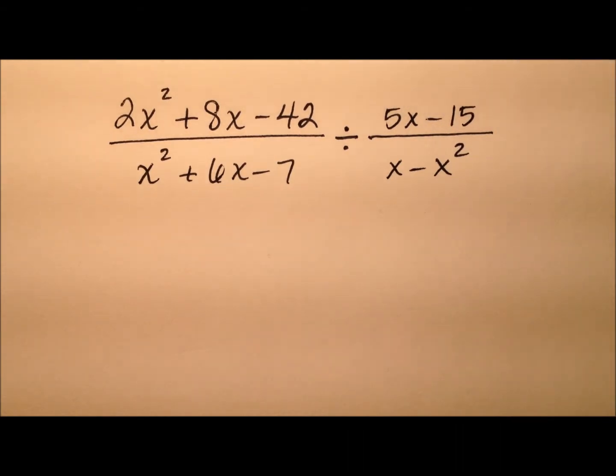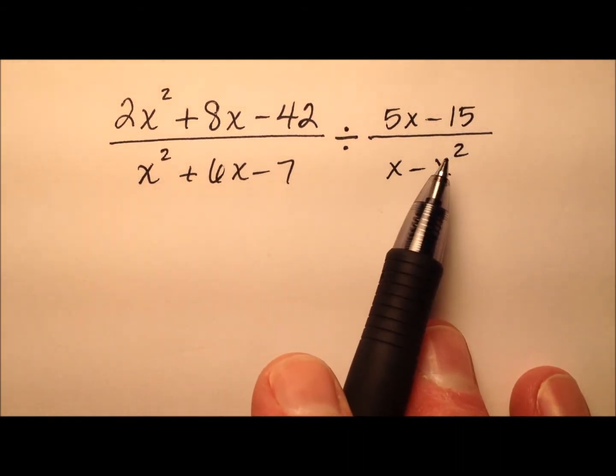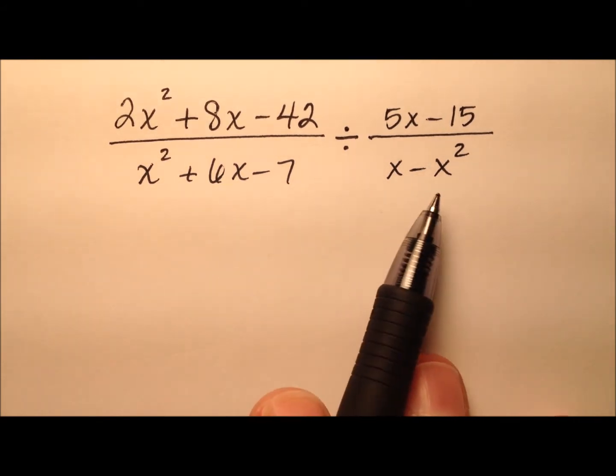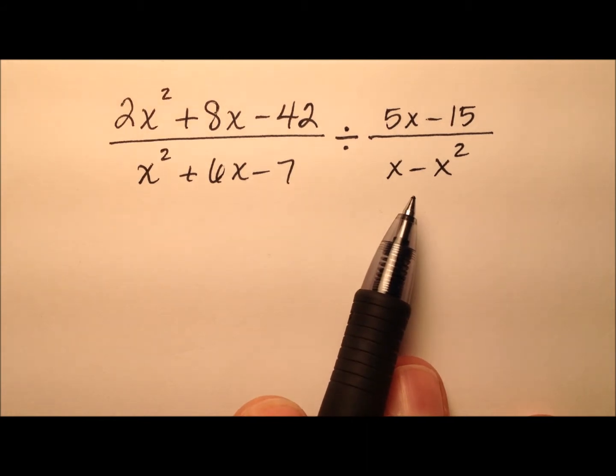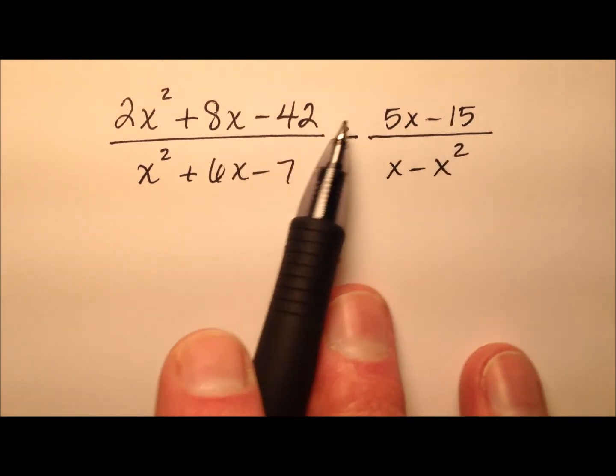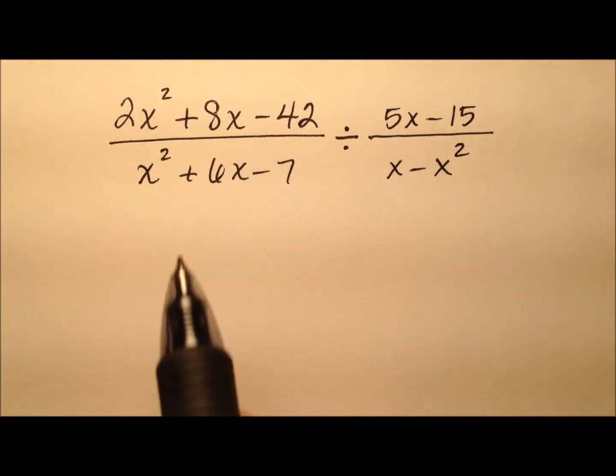In this video, we're going to divide these two rational expressions, and I'm going to show you that division of rational expressions is just the same as division for rational numbers, or fractions. So how do we divide fractions? Well, we multiply by the reciprocal of the second fraction. So it's going to be just the same when we divide rational expressions.